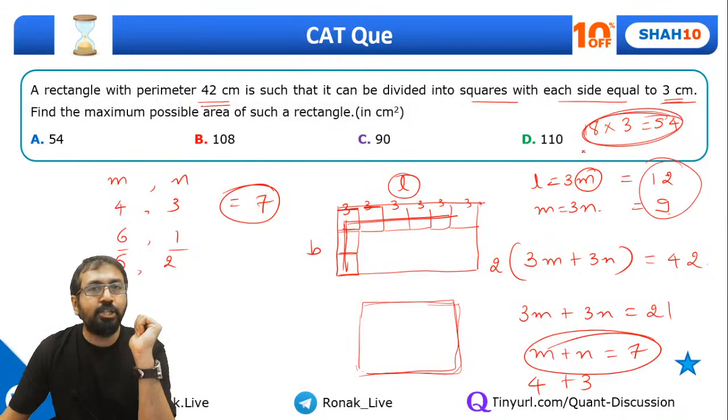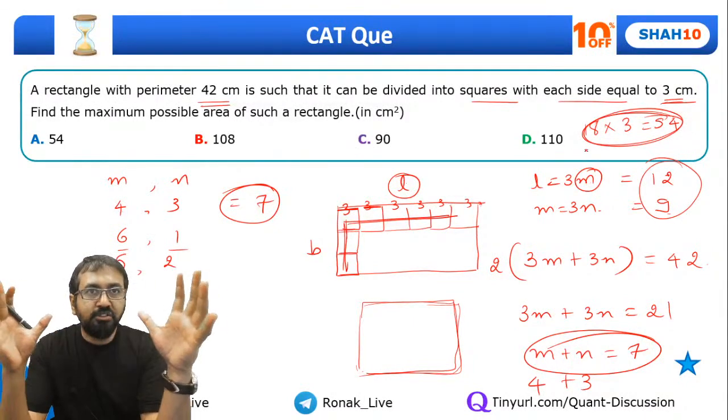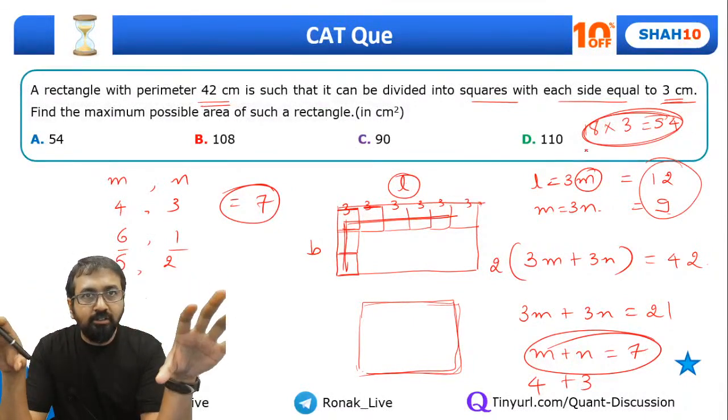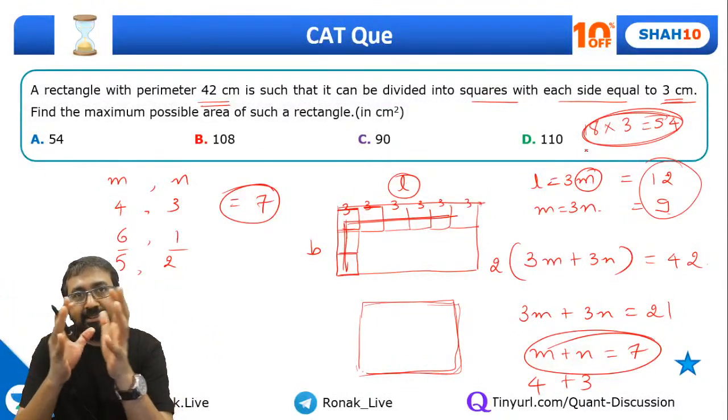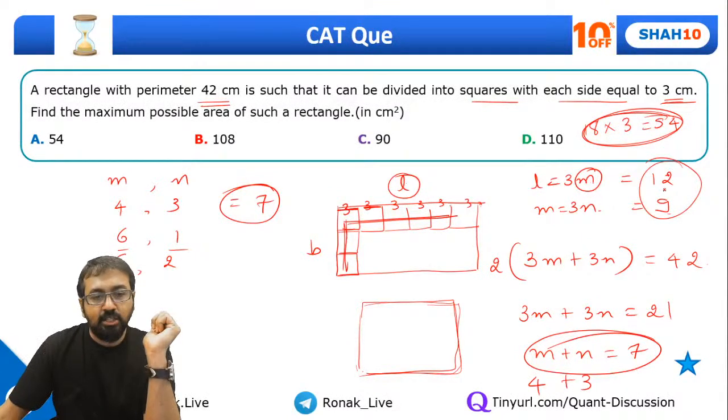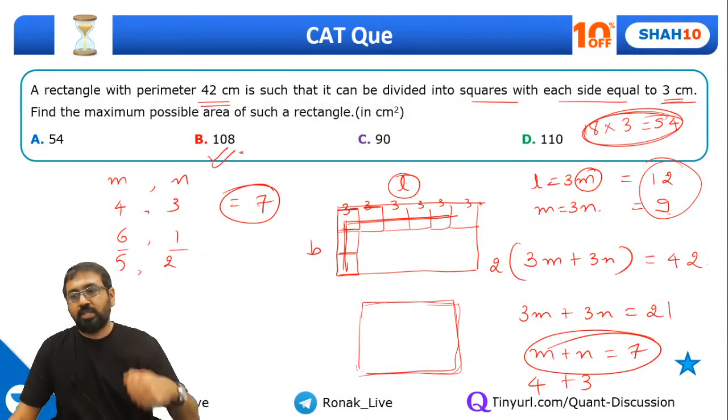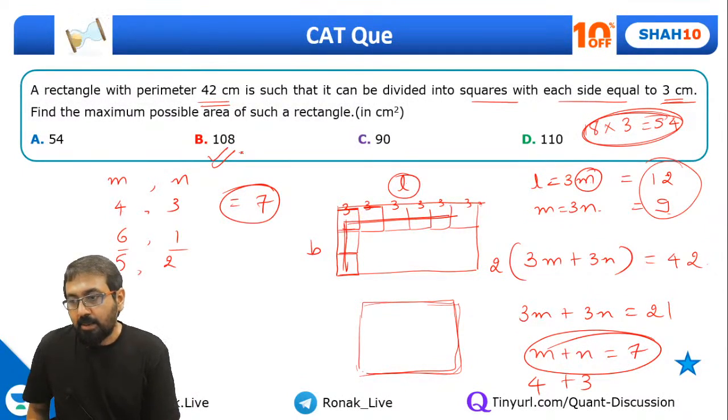So as I just mentioned, the more the difference between length and breadth, the lower will be the area for the given perimeter, right? So here we will try to keep length and breadth as close as possible, and the possible values are this one. So that's why I'll go ahead with this option. It's 108. Yep.